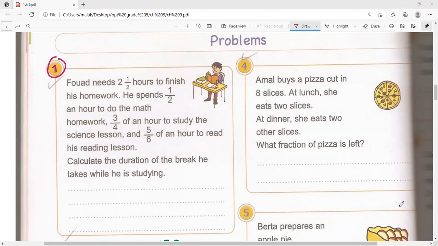So Fuad needs how many hours to finish his homework? 1/2. To do his math homework? 1/2. 3/4.